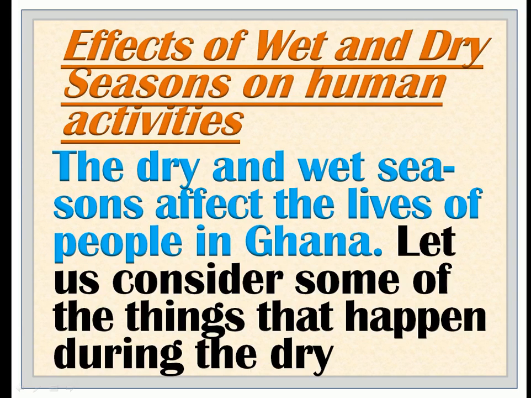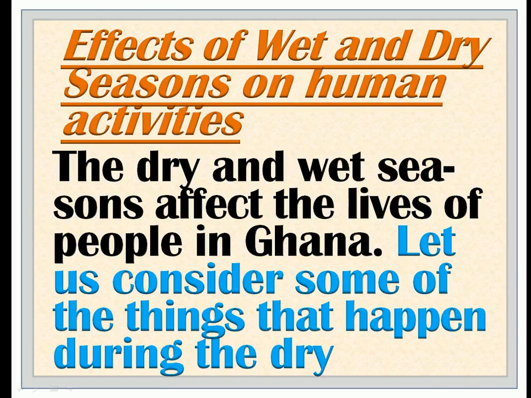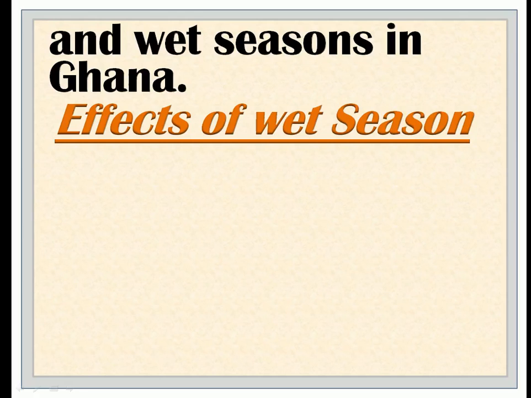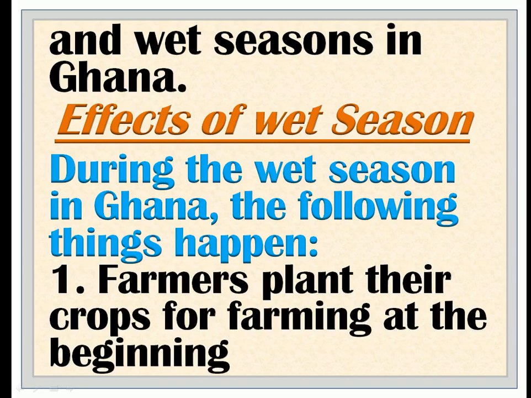Effects of wet and dry seasons on human activities. The dry and wet seasons affect the lives of people in Ghana. Let us consider some of the things that happen during the dry and wet seasons in Ghana. Effects of wet season. During the wet season in Ghana, the following things happen.